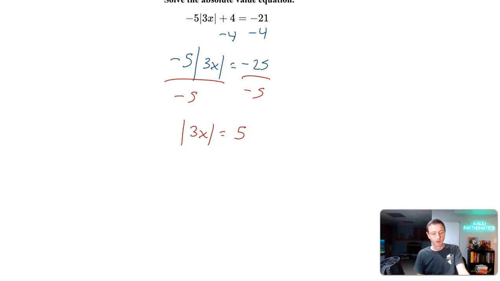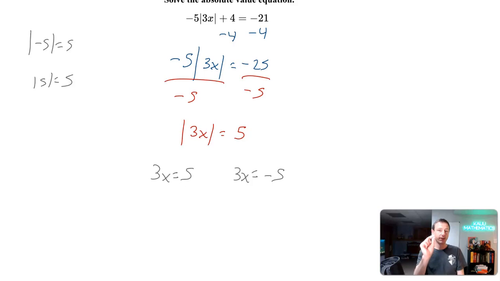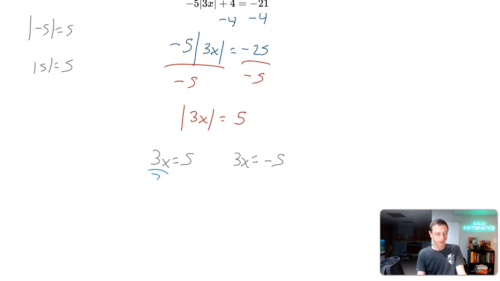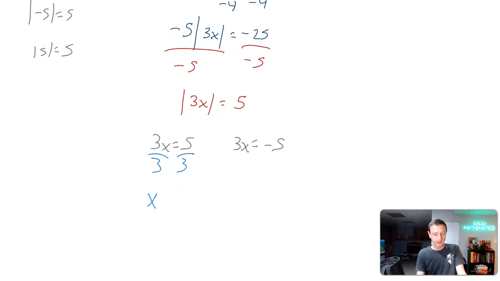Remember what I just talked about with the absolute value of -5 being 5 and the absolute value of 5 also being 5. What that translates to is we have to set 3x equal to +5, and we have to set 3x equal to -5. So we're taking the inside of that absolute value and setting it equal to the positive and the negative. I'll show you how this works out. I divide by 3 and get x equals 5/3. I divide by 3 again and get x equals -5/3.